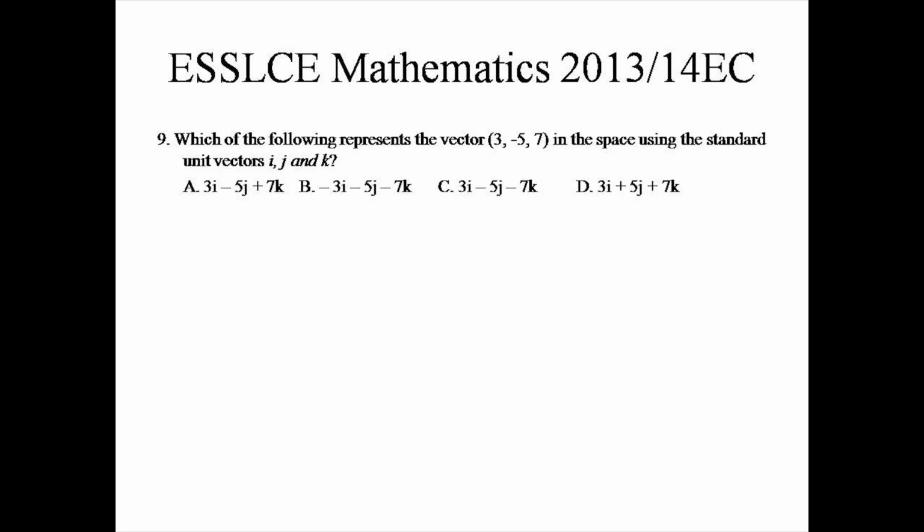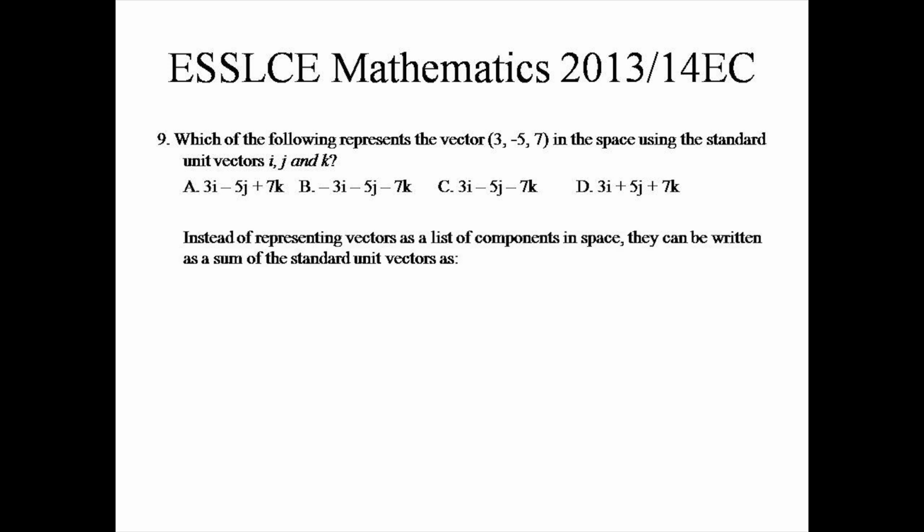Question number 9. Which one of the following represents the vector (3, -5, 7) in space using the standard unit vectors i, j and k? A. 3i minus 5j plus 7k. B. Negative 3i minus 5j minus 7k. C. 3i minus 5j minus 7k. D. 3i plus 5j plus 7k.